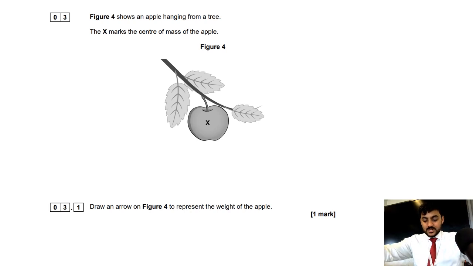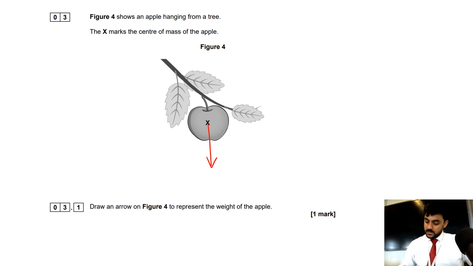Figure 4 shows an apple hanging from a tree. X marks the center of mass of the apple. So the question is, draw an arrow on figure 4 to represent the weight of the apple. The weight of the apple acts down like that. It should be a straight arrow down.